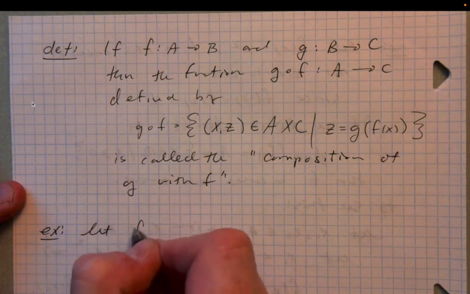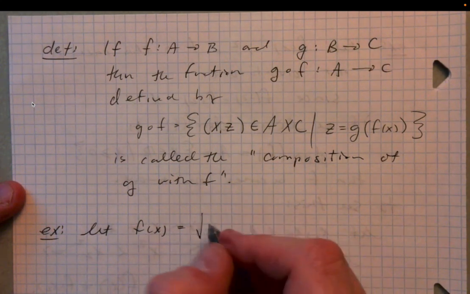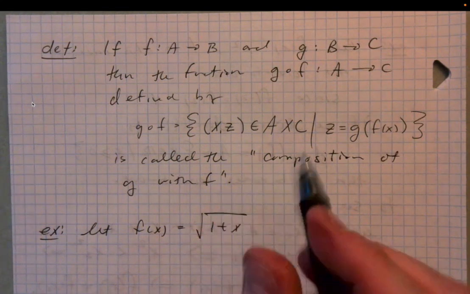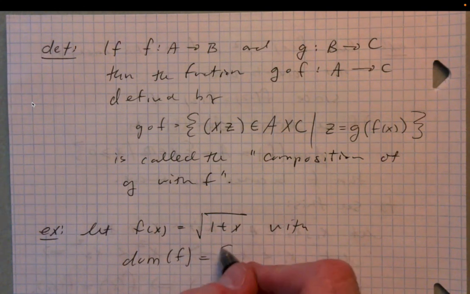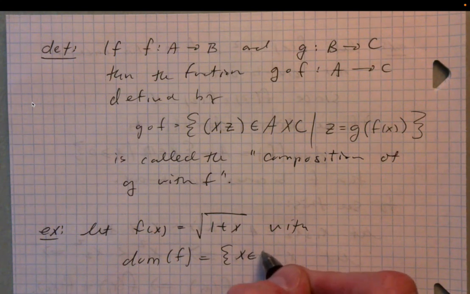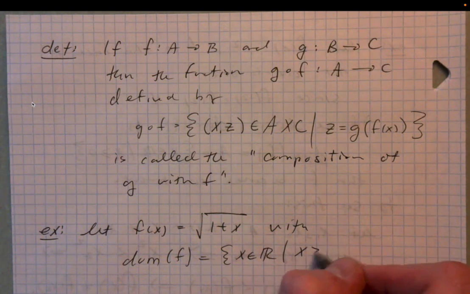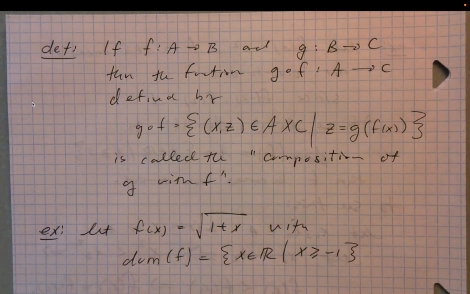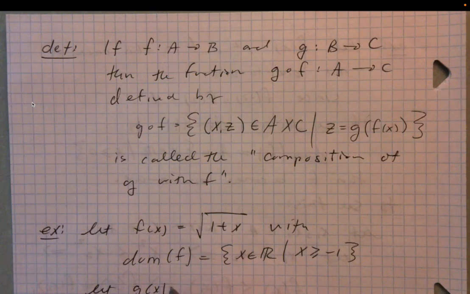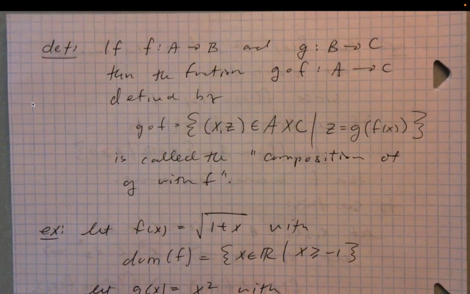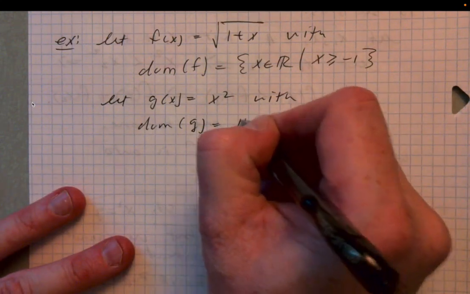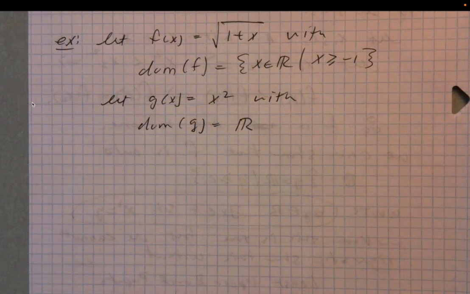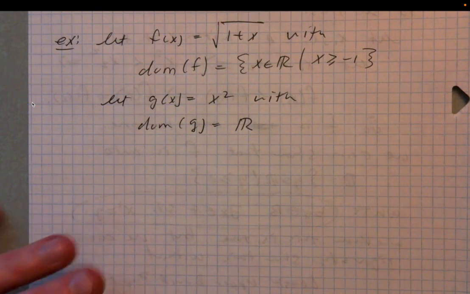Let's let f of x equal the square root of 1 plus x, with the domain of f being all of the real numbers x such that x is greater than or equal to negative 1. And let's let g of x equal x squared, with the domain of g equal to the real numbers in general. Then let's talk about how to compose these two functions.